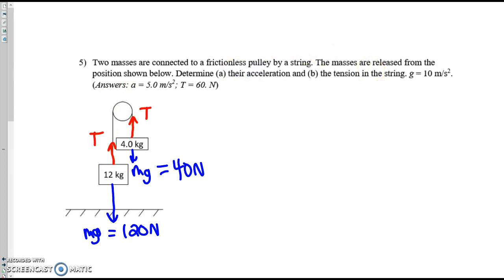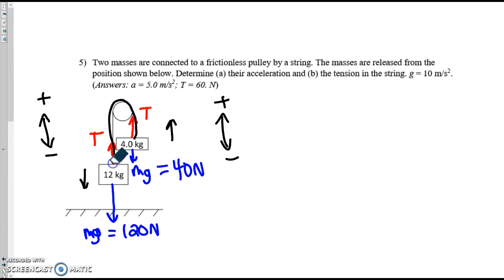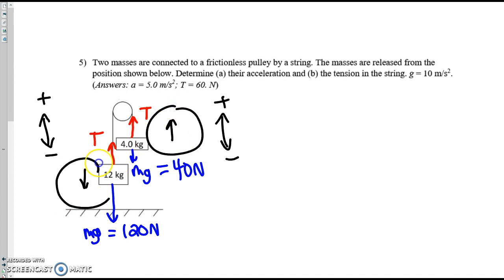We're almost ready. Now we just have to decide on a sign convention. Where is the positive direction? We're used to saying that up is positive and down is negative. But that's a problem for this question. Here's the reason. This 12 kilograms is accelerating down, and the 4 kilograms is accelerating up. But they have the same acceleration because they're connected by a string. So if this is a positive acceleration, then the 12 kilograms has to have a positive acceleration too.